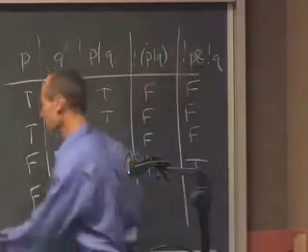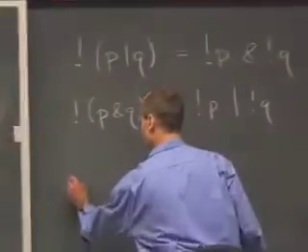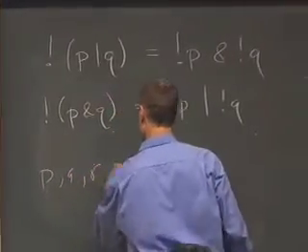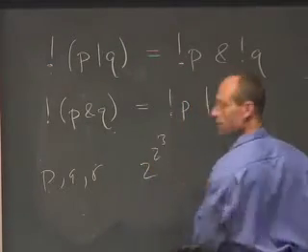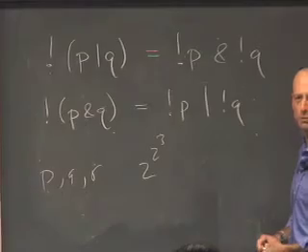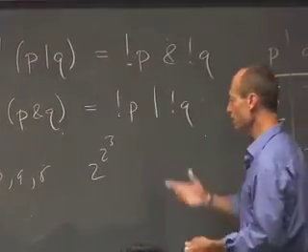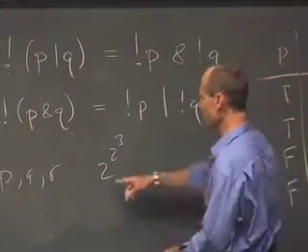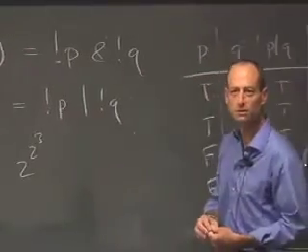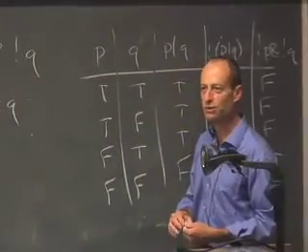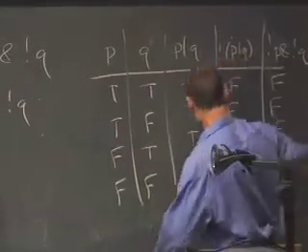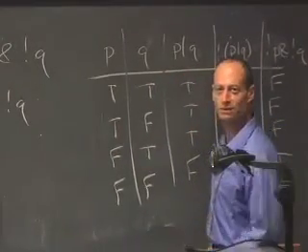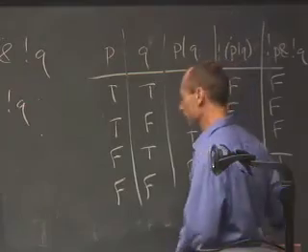Okay? So the number of truth tables with P, Q, and R would be 2 to the 2 cubed possible truth tables. And in general, if we had k variables, it would be 2 to the 2 to the k possible truth tables. Okay. Some of them are really simple: all true, all false, etc. Some of them are more complicated.